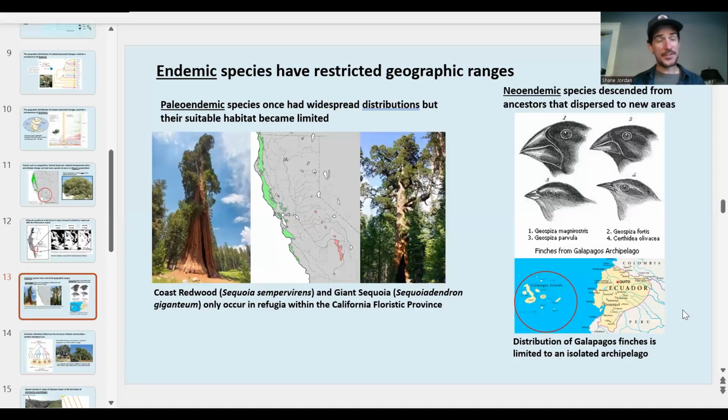And so when we think about this from the perspective of historical biogeography, we could think of these paleoendemics as having arisen via vicariance, and these neoendemics as having arisen via dispersal.